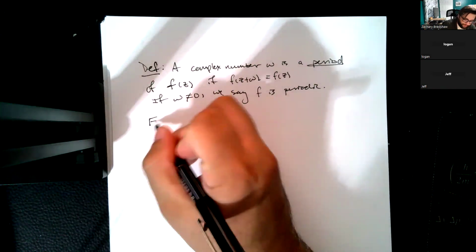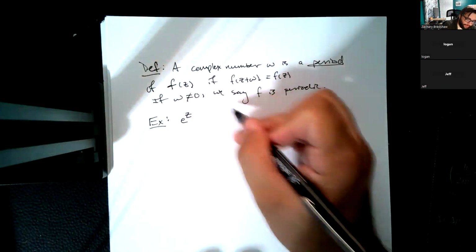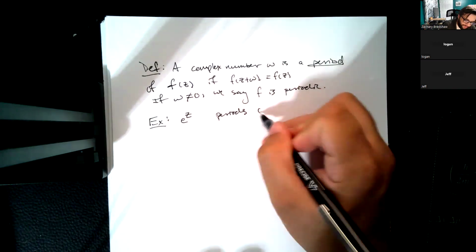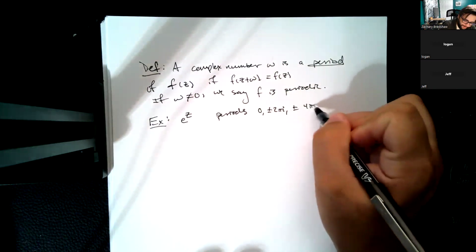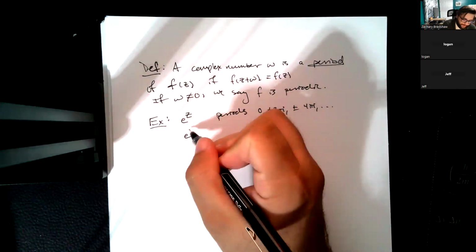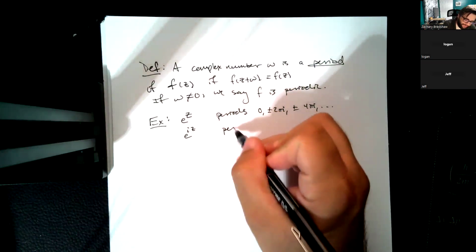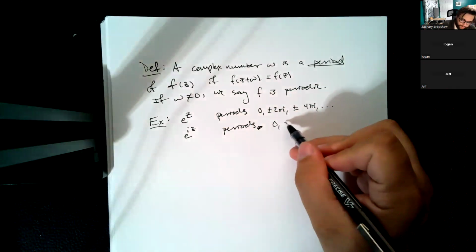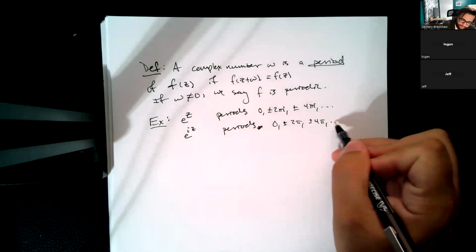So as an example, we have the complex exponential function, which is periodic with periods 0, plus or minus 2 pi i, plus or minus 4 pi i, and so on. And we have the complex exponential with an i in the argument, which is obviously also periodic, but the periods are 0, plus or minus 2 pi, plus or minus 4 pi, and so on.